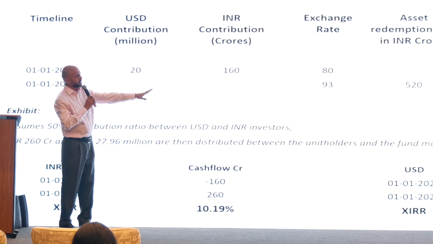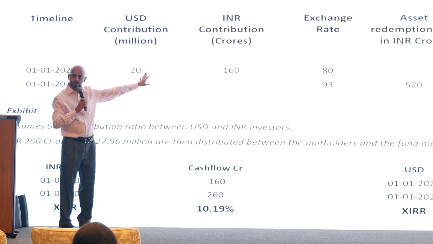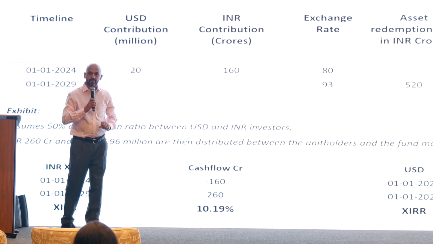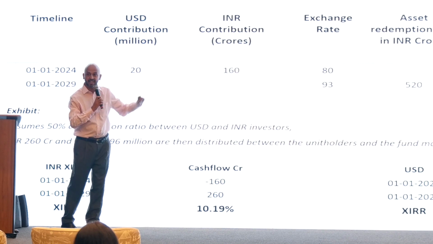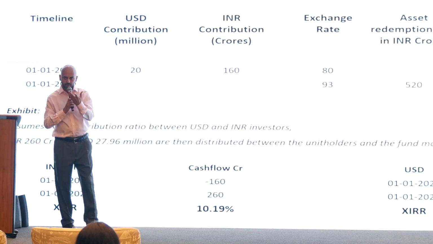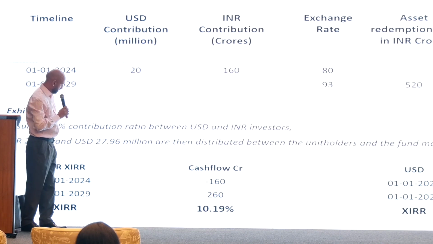Now, out of this 520 crores, 260 crores goes to the INR investor, no problem with that. Half of it goes to the INR investor. But the remaining 260 crores goes to the USD investor. If you apply an exchange rate of 93, it works out to approximately $28 million, which is what you see in the table on the bottom right. $28 million on an investment of $20 million works out to an XIRR of 6.92 for 5 years, which is what we used in this illustration.